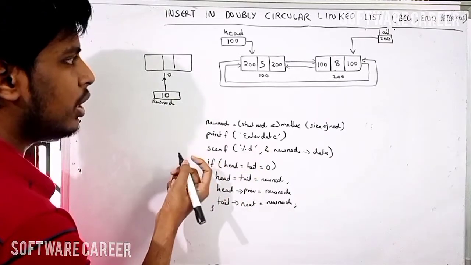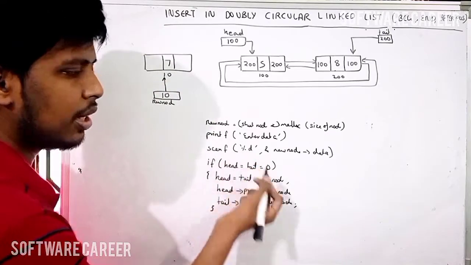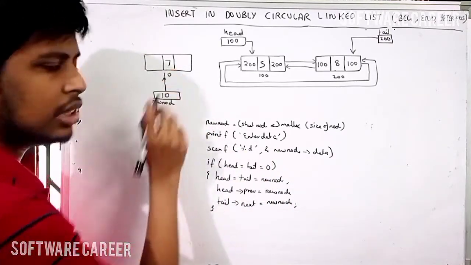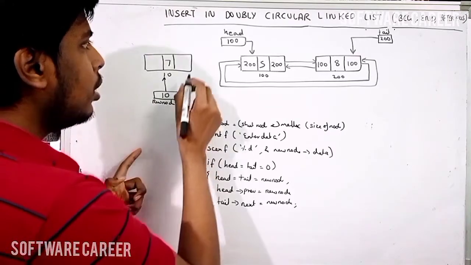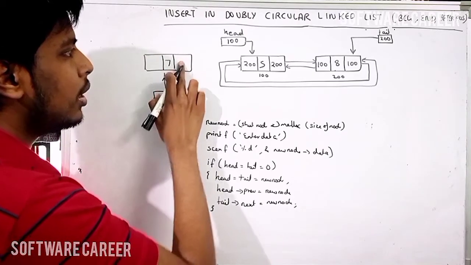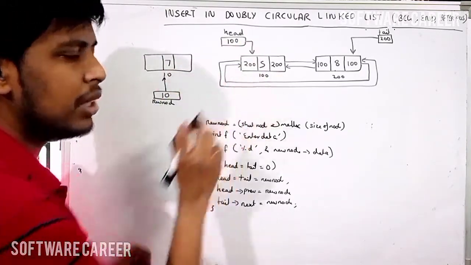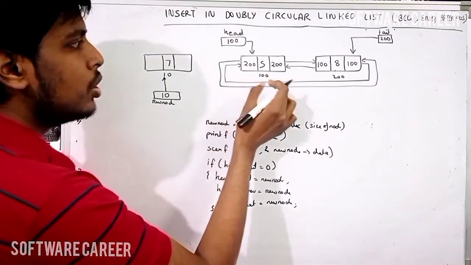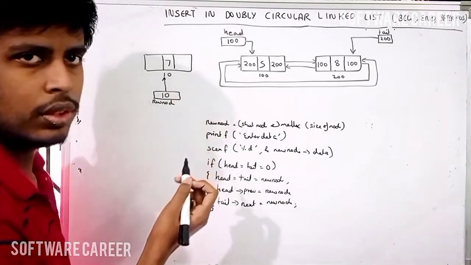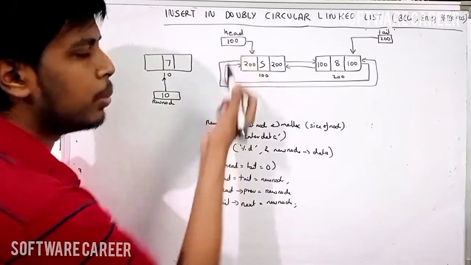Now I am asking the user to enter data. Suppose the user says 7, it puts it into this data part by using the scanf function. New node is 10, 10's data is 7. Now this next pointer. In this next pointer I should store the next node address. If I insert this at the beginning, this will be the first node and this will be the second node. So I should store this node address, that is 100, here. Where can I get this 100 from? 100 is stored in the head pointer.